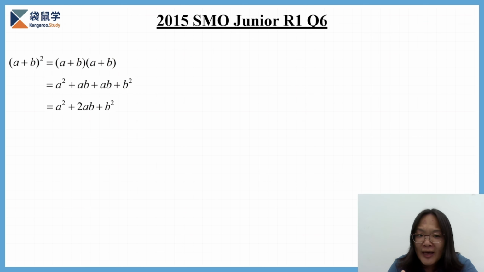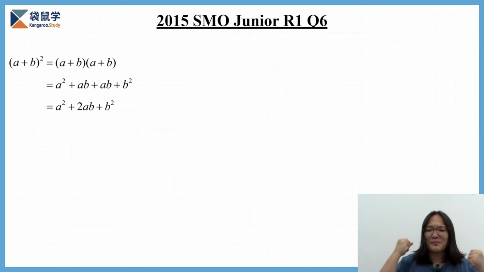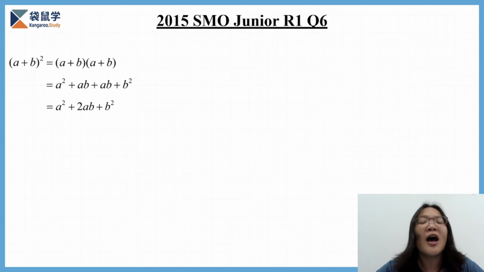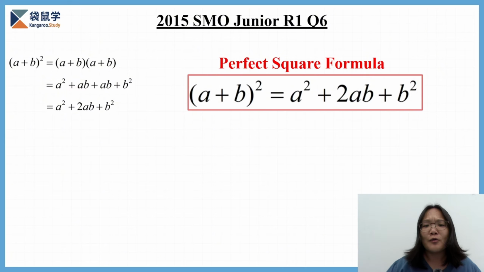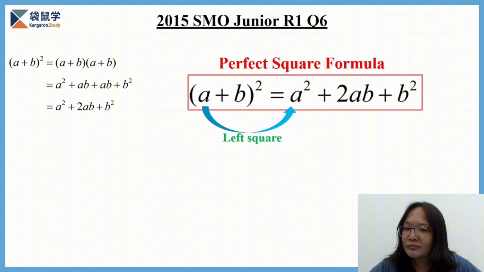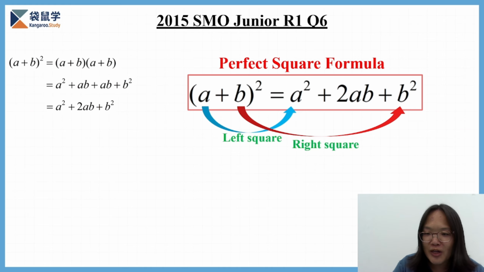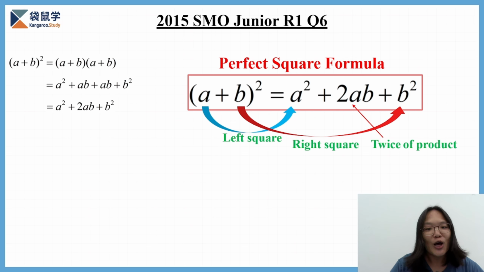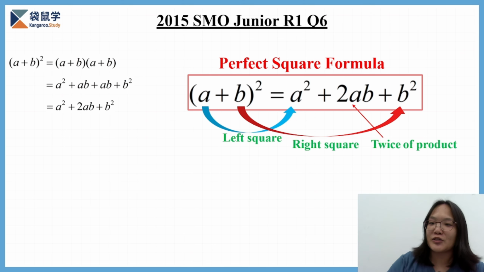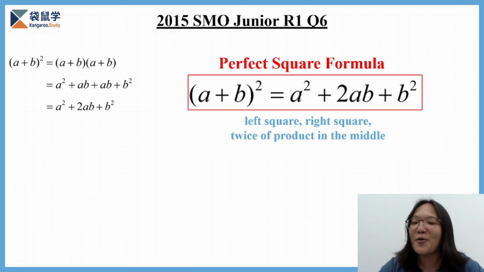So, in case you don't know, here we have obtained something very important throughout your secondary school life. It's called the perfect square formula. And it looks exactly like this, where we have the sum of two numbers, then taking the square. The end result is just, wow, left square, right square. And how about the middle term? It's just twice the product of these two numbers. So, a quicker way to memorize this formula is just left square, right square, twice a product in the middle.